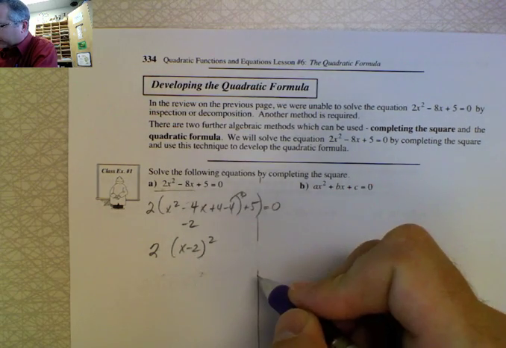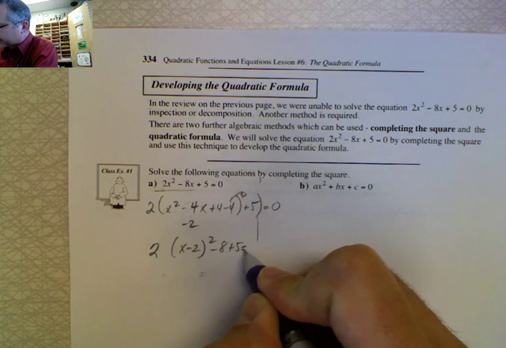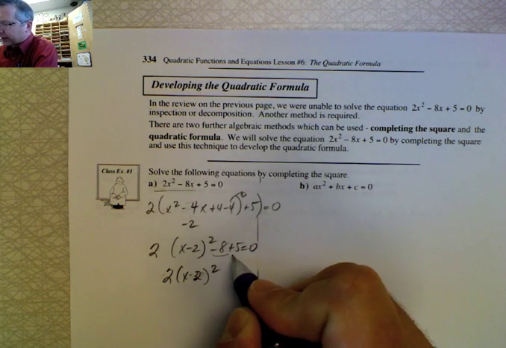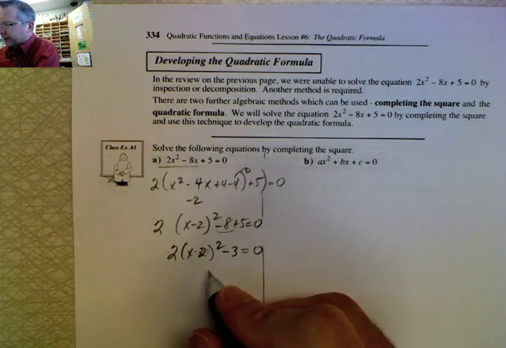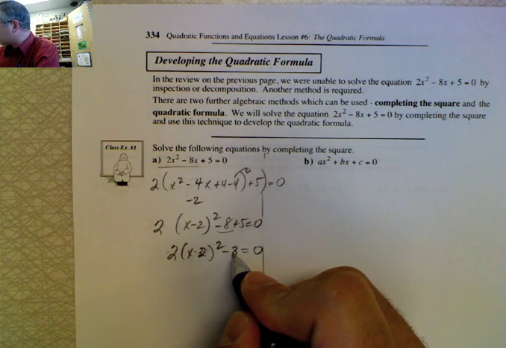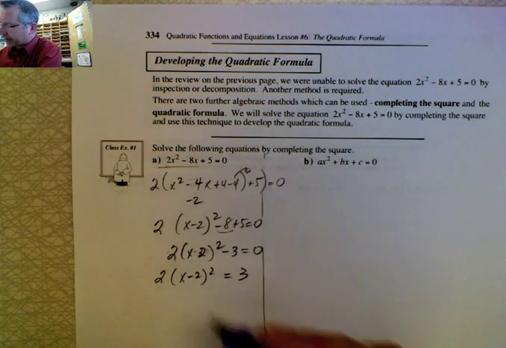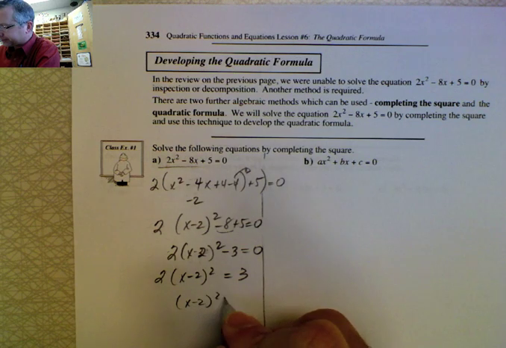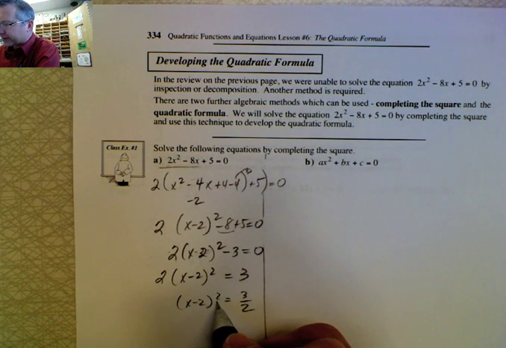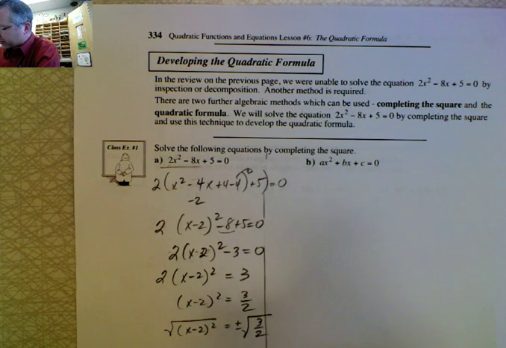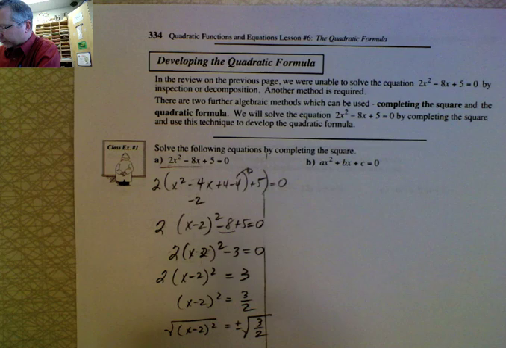Now when you take negative 4 outside, negative 4 times 2 is negative 8 plus 5. So we get 2 times x minus 2 squared. Now negative 8 plus 5 gives us negative 3. Now to start solving for x, the first thing we're going to do is add 3 to the other side. The next thing we're going to do is divide by 2. Now to get rid of this squared factor, we take the square root of the left side. And remember, when you take the square root of a value, you have to take the positive and negative square root. So we end up with x minus 2 equals plus or minus root 3 over 2.